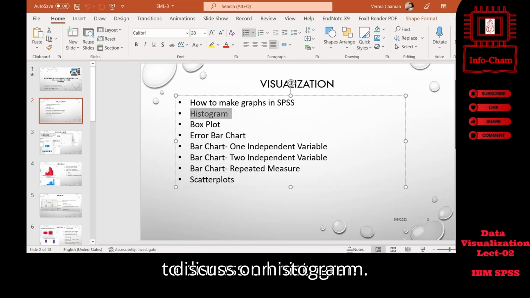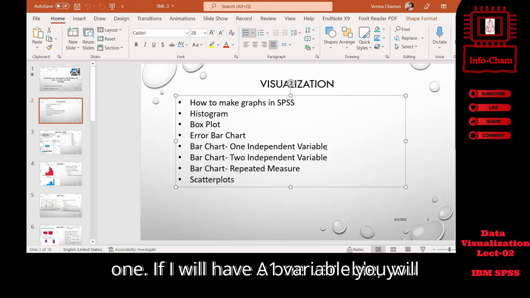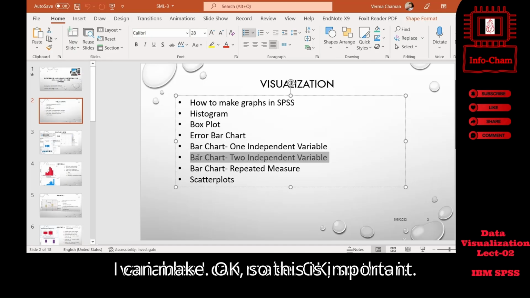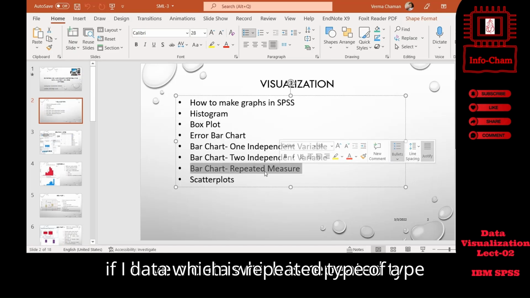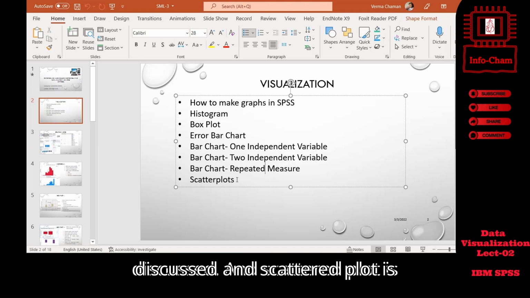Here I want to discuss the histogram, the box plot, the error bar chart, and the bar chart with different independent variables. If I have one variable, you will see what you can make. If I have two variables, I can make another. So this is important. A bar chart can be used if I have data with repeated measurements, so we will also discuss that. And a scatter plot is also there.